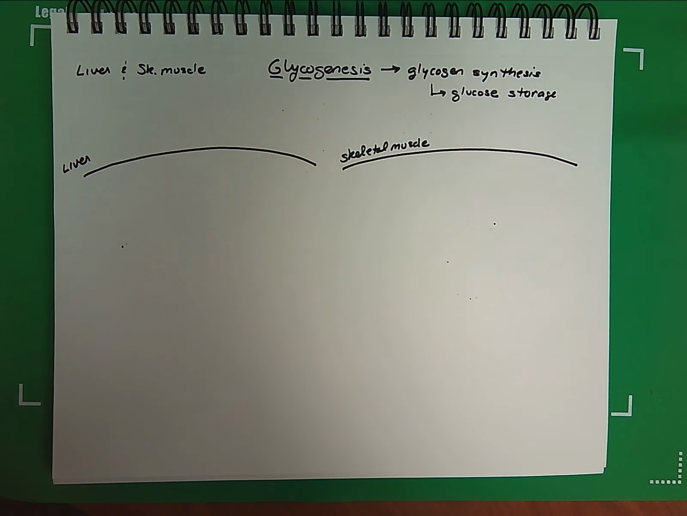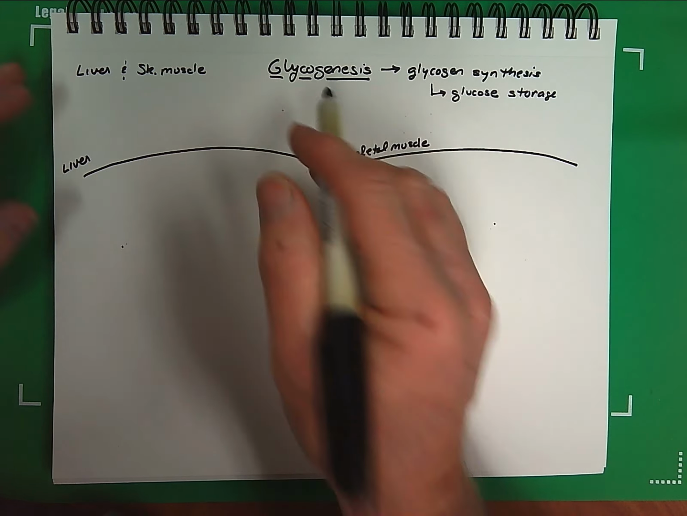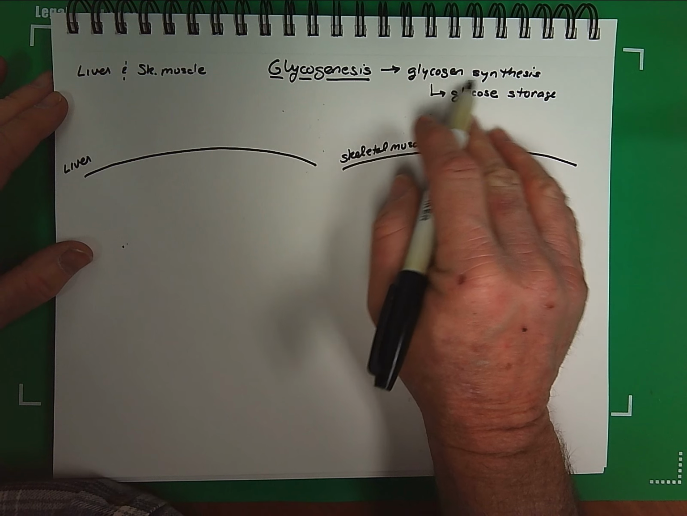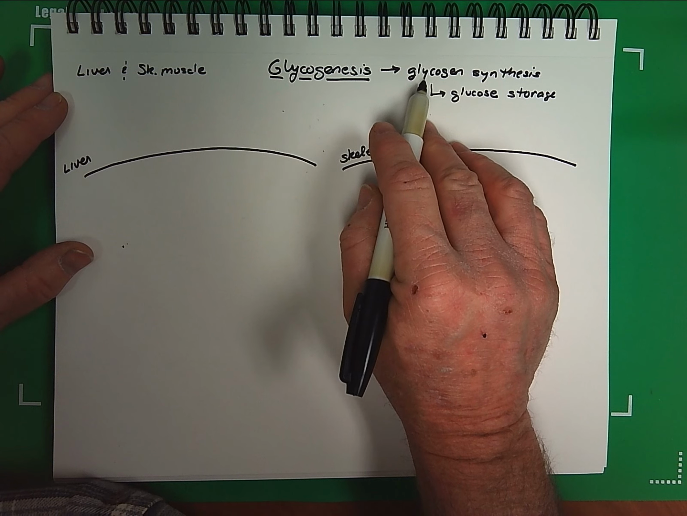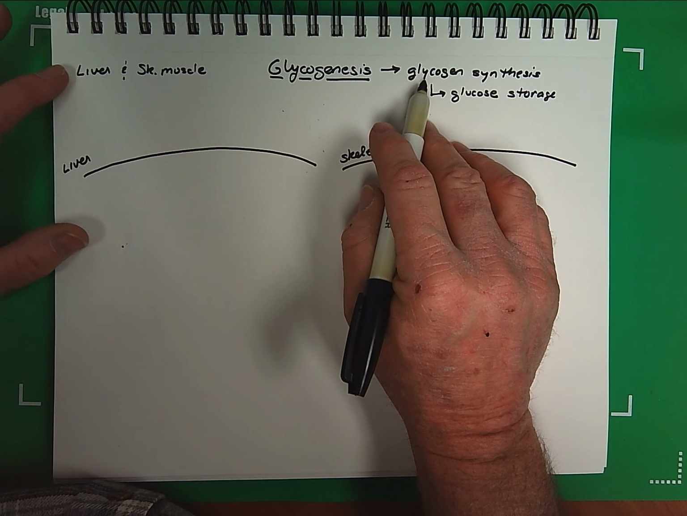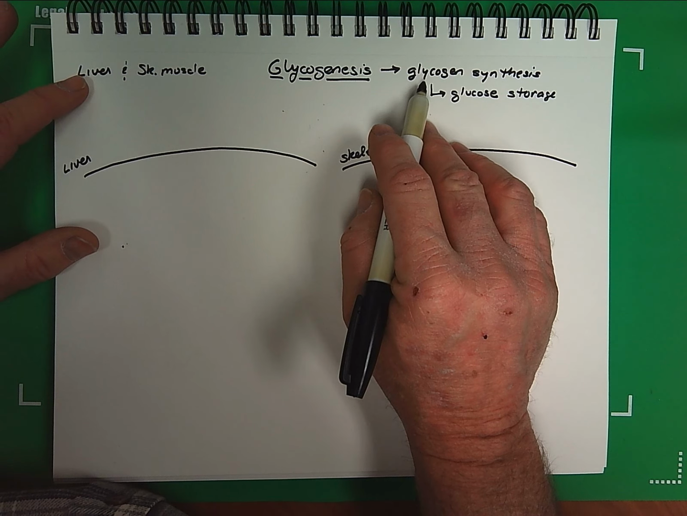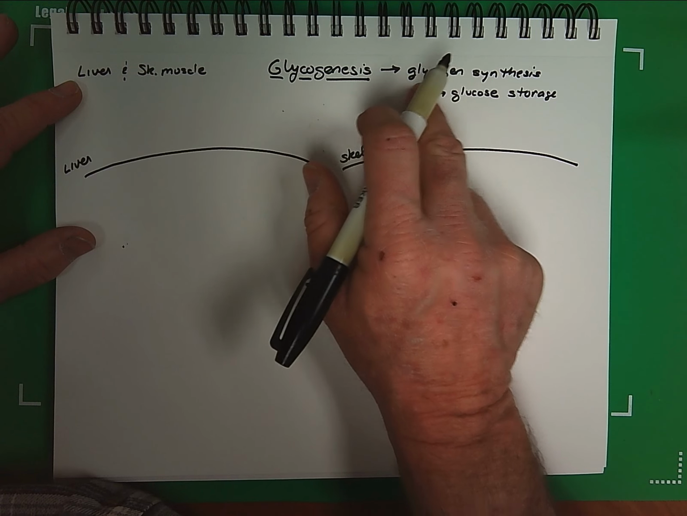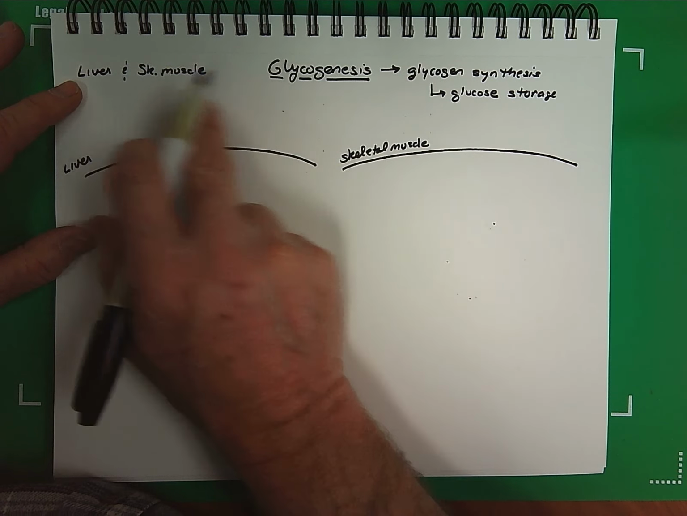Okay, in this video we are going to be looking at the reactions of glycogenesis. Glycogenesis is simply glycogen synthesis. Now the question then is, what is glycogen? The two main organs, cell types, that will be performing these reactions are liver and skeletal muscle. Both of these organs synthesize large amounts of glycogen. And the reason they do this is primarily to store glucose.